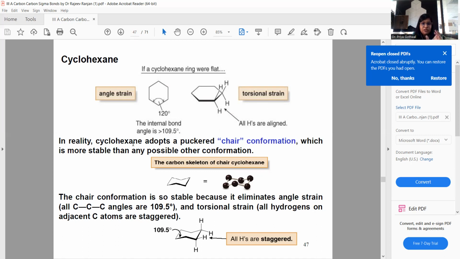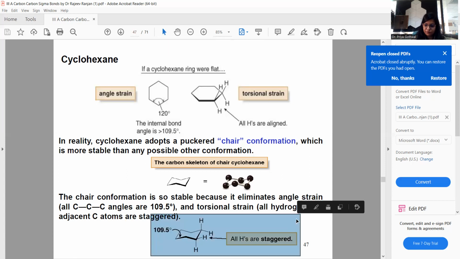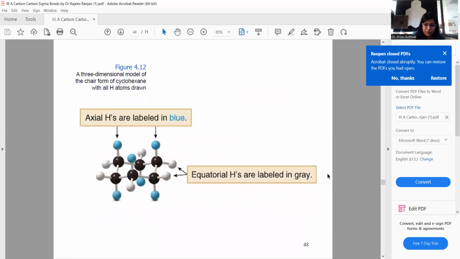In reality, cyclohexane adopts a puckered chair conformation, which is more stable than any other possible conformation. The carbon skeleton of cyclohexane in the chair conformation is so stable because it eliminates angle strain. All carbon angles are 109.5 degrees, and for torsional strain, all hydrogens on adjacent carbon atoms are staggered. So we can see all hydrogens are staggered in this chair conformation. We can see here this type of strain.